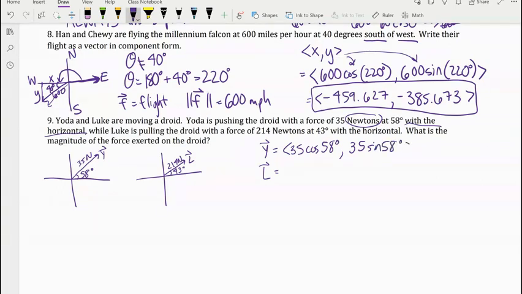Yoda is little. Apparently he doesn't push very hard. Although never mind, we won't get into the lore of this problem.